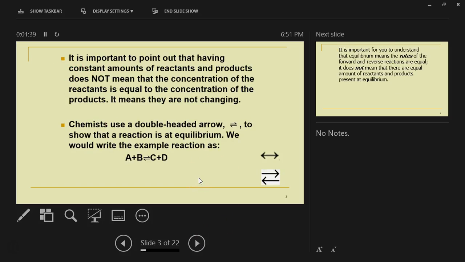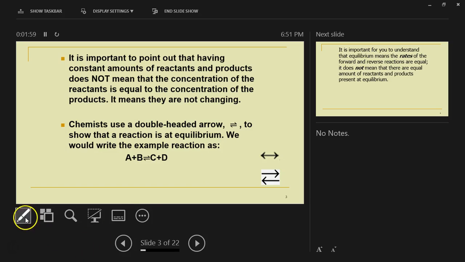It's important to point out that having a constant amount of reactants and products does not mean that the concentration of the reactants is equal to the concentration of the products. It just means that those concentrations are not changing.